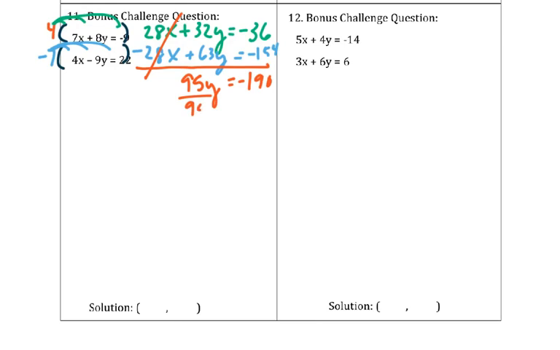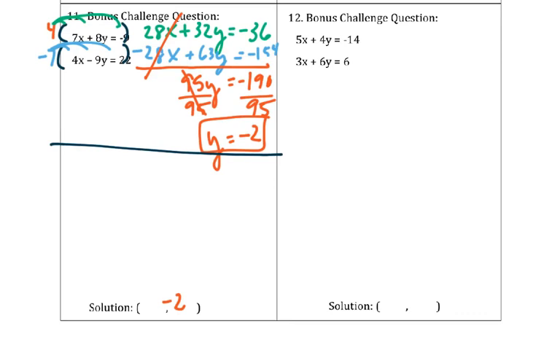Get y by itself by dividing. These are the most difficult they'll ever be. They'll never be more difficult than these. Negative 190 divided by 95 is the number negative 2. Okay, so number 11, the y value is negative 2.